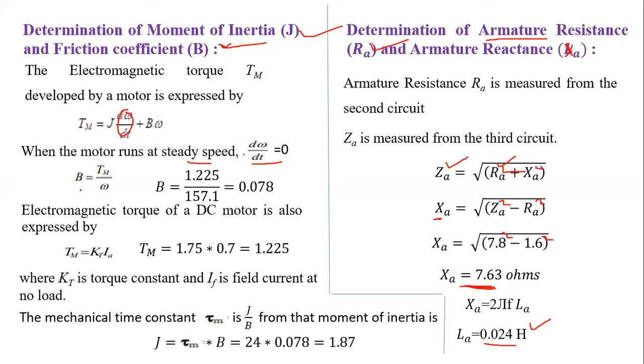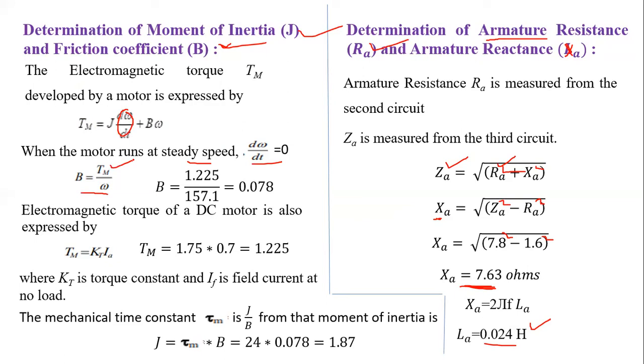So from that B is equal to Tm by omega, where Tm is the mechanical torque developed that you need to calculate. Omega is already there in the tabular column, which we are checking at the steady state, that means when it is running at the rated speed. So now the unknown term is the Tm. How to calculate the Tm?